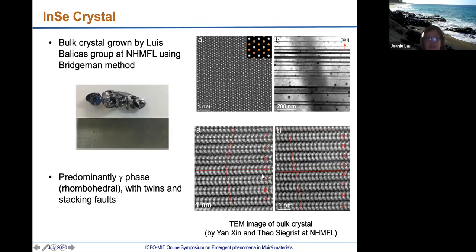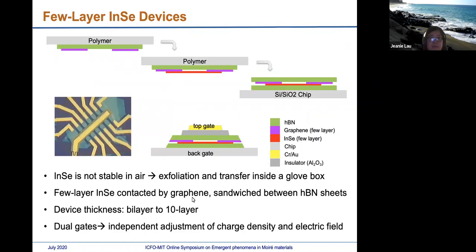And so here are some TEM images. To the left is the TEM image of a twin, and to the right is a side view of a stacking fault. Okay, so we take this crystal and exfoliate it to make our devices. Indium selenide is not that stable in air, so we exfoliate and transfer inside a glove box. We contact the indium selenide with few-layer graphene, and then we sandwich everything between hexagonal boron nitride. The indium selenide we study ranges from bilayer to about 10 layers, and we put on 2 gates, a top gate and a back gate, so that we can independently adjust the charge density and out-of-plane electric field.